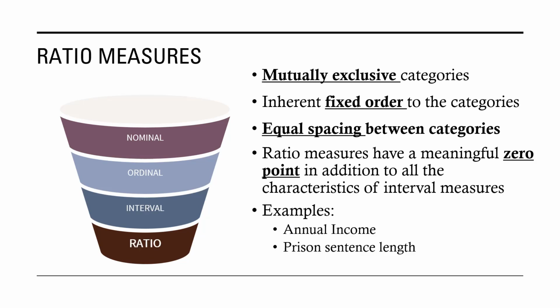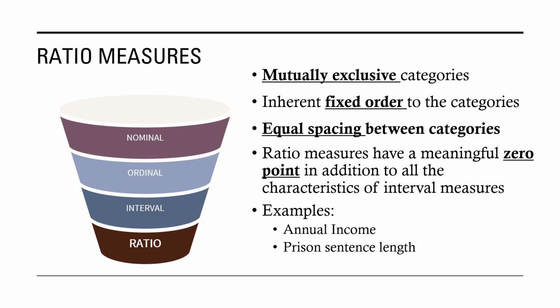Variables at the ratio level of measurement go a step beyond interval level of measurement variables. So for the interval level of measurement variables, they have mutually exclusive categories at an inherent fixed or rank order. There were equal spacing between those categories, but at the interval level, there's no true 0 point. Ratio goes a step beyond this, and now this level of measurement does have a true 0 point. So the values associated with this could be at the 0 level of measurement.